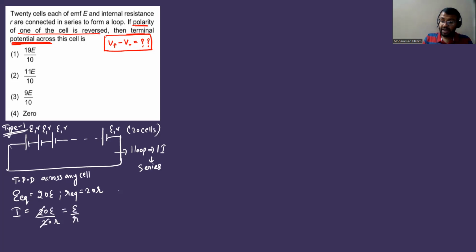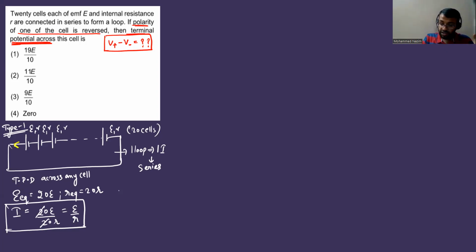This is the current. And where will current flow from? I told you, when a number of cells are connected in series, the current is going to flow from the positive terminal of the larger cell. All the cells have the same value, same internal resistance. So you can decide the direction of flow of current from the positive terminal of any cell, because all are same EMFs, isn't it?